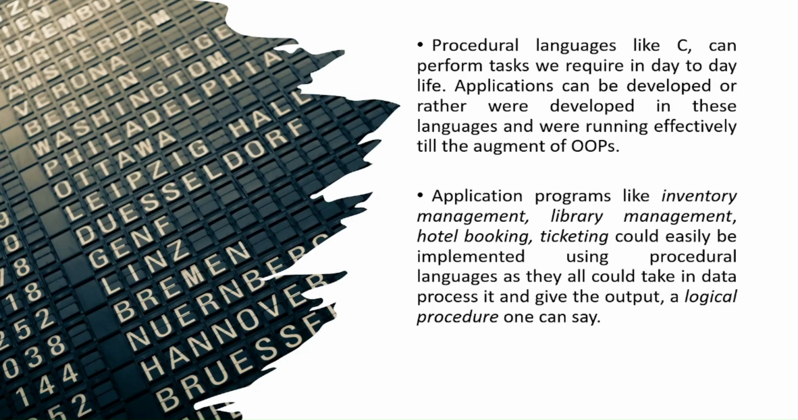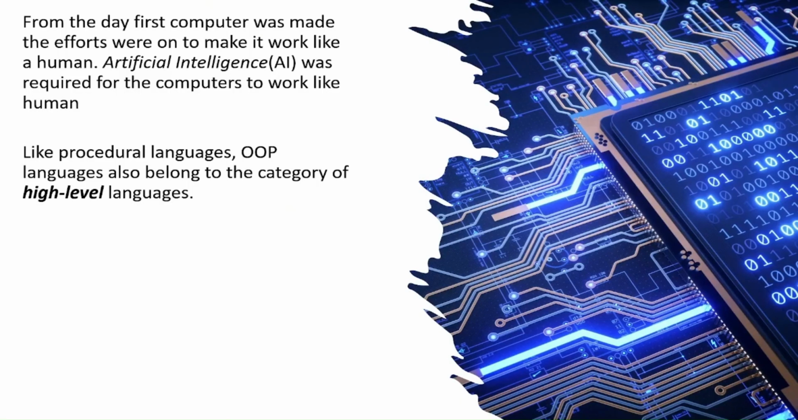But new languages have come up, and this is something actually evolution which actually happens every now and then. And our industry, in computer industry, grows very fast, and we keep on adding the languages, so the things have to grow. So application programs like inventory management, library management, hotel booking, ticketing, they could easily be implemented using procedural languages like if else, logical procedures. If this thing happens, then what we have to do, and if this is not there, then what we have to do, something like that.